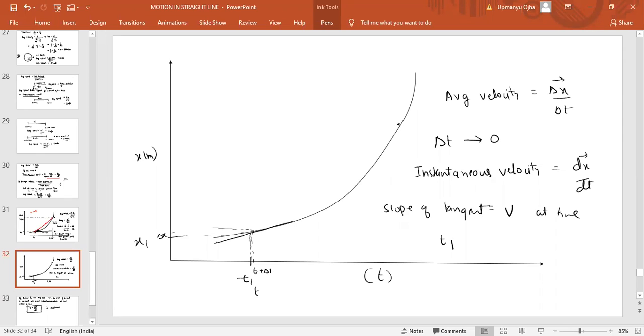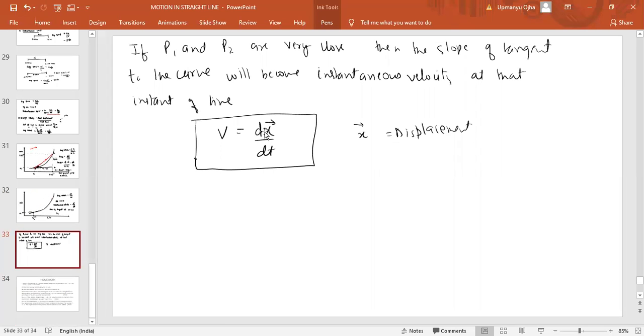So the velocity of a body at any instant of time is basically the slope of the curve at that point. Now the velocity v is represented by dx by dt, which means the derivative of x with respect to t. I think I also explained this to you when I was teaching you differentiation.